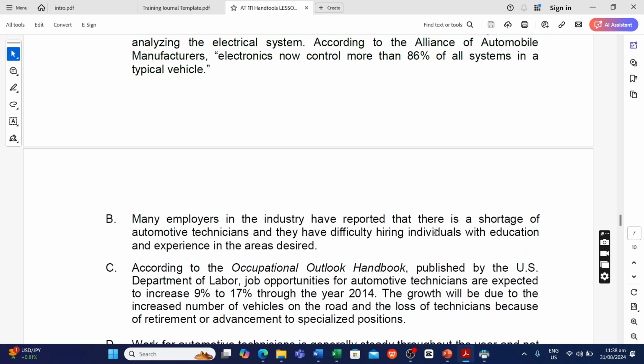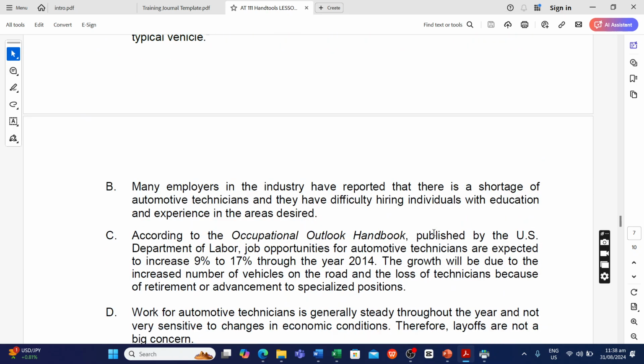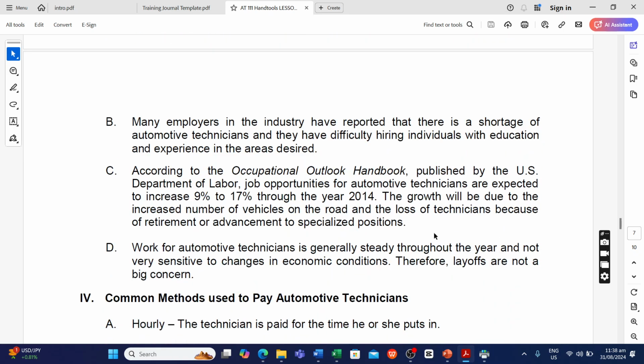Letter B, many people in the districts have reported that there is a shortage of automotive technicians and they have difficulty hiring individuals with education and experience in the areas desired. So ito yung pinaka-challenge ngayon. Meron tayong shortage ng automotive technicians. Kasi nga, sabi ko sa inyo, maraming automotive industries. Ang problema, kakaunti ang technicians.